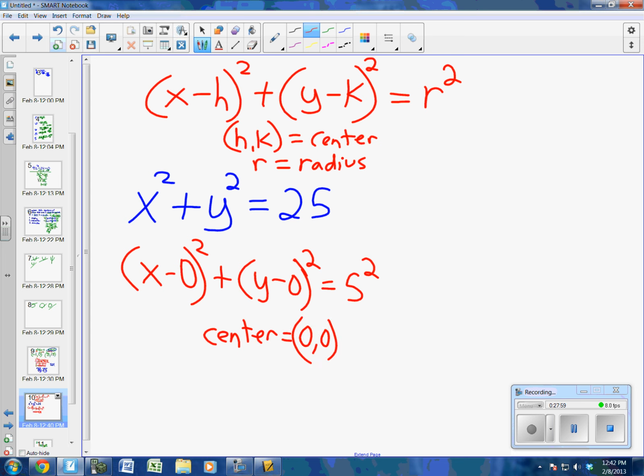And what's the radius of my circle? 5. R is the radius. 25 is what r squared is equal to. I just want to know r, which is the square root of 25, right? Everybody got that? So, we're going to graph this now. So everybody draw a precise graph.